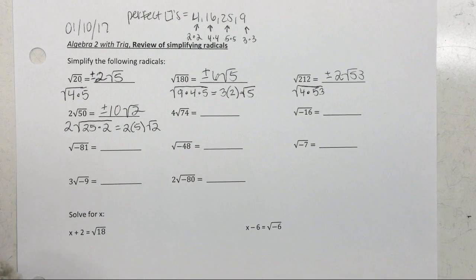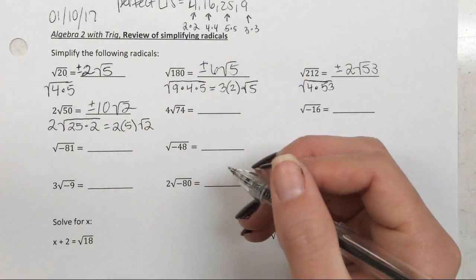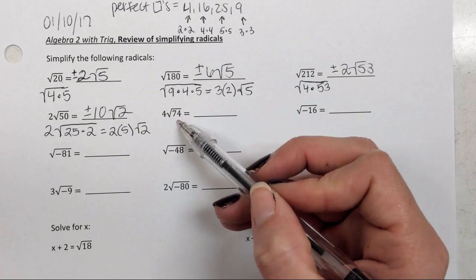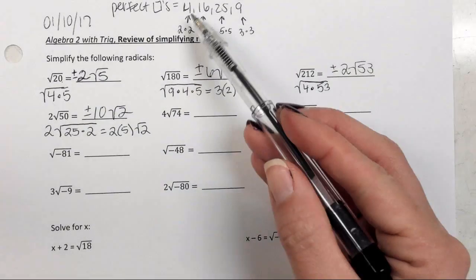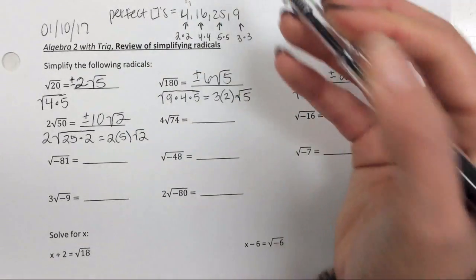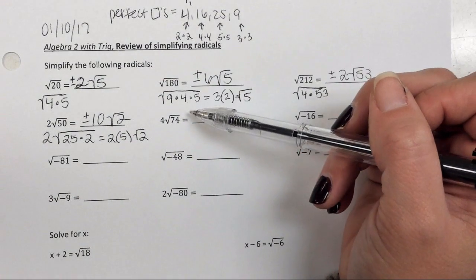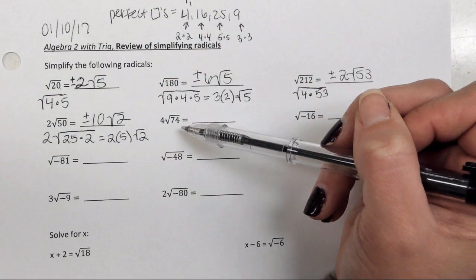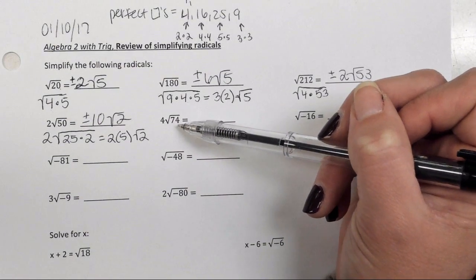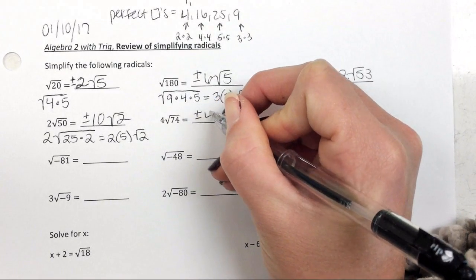Alright, let me zoom in some. Okay, so now square root of 74, and if you can't figure out if any perfect squares go into it, you'll start with the number 4, the smallest perfect square, or actually 1 is the smallest perfect square. But can 4 go into 74? No. Can 9? No. Can 16? No. Can 25? No. And if you try out a bunch of perfect squares, you'll see that no perfect squares can go into 74. So this one cannot be simplified, so we'll just put plus or minus square root of 74.